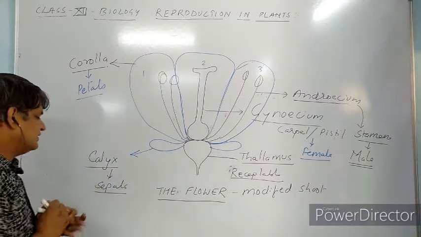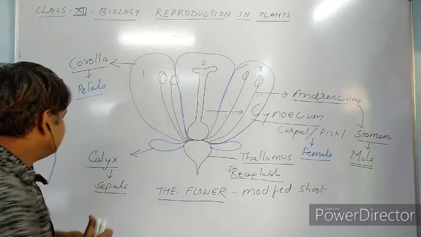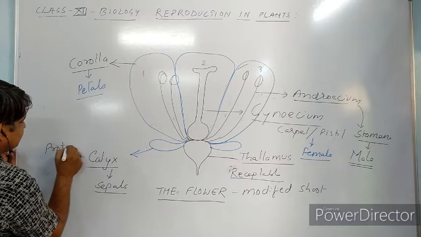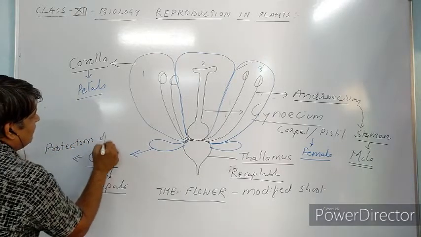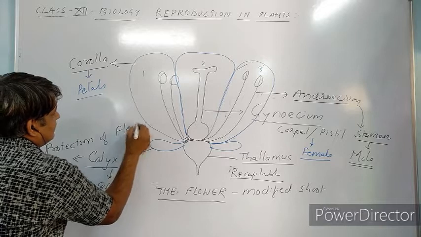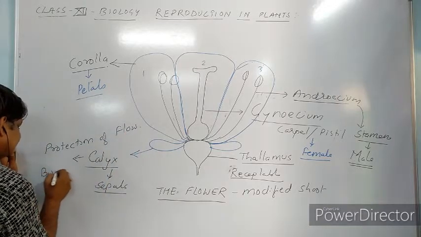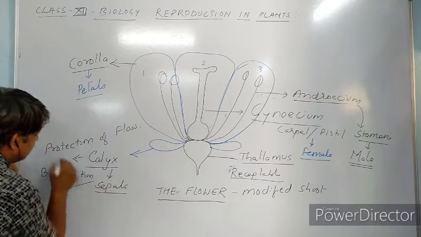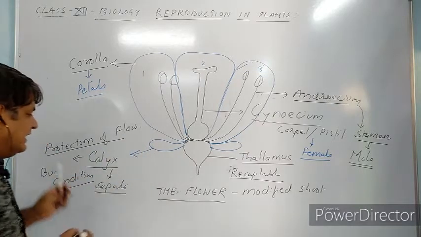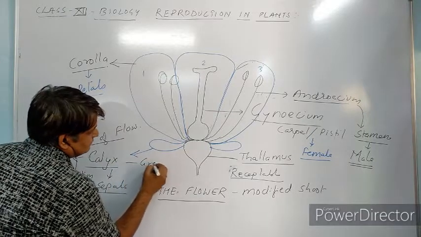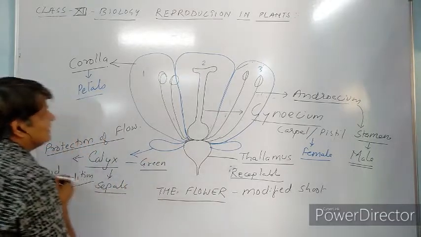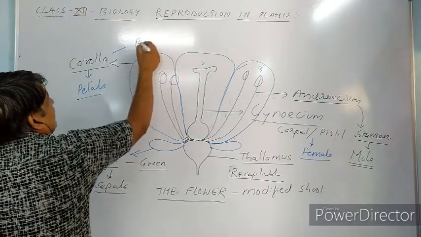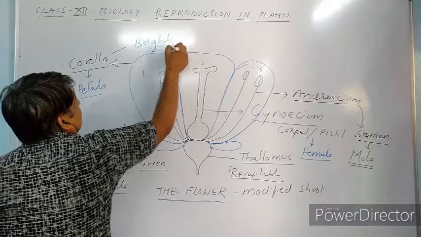What are the functions of calyx and corolla? The calyx is meant for protection of the flower during bud condition. So this one is protective in nature, green in color, while corolla is brightly colored in many flowers.